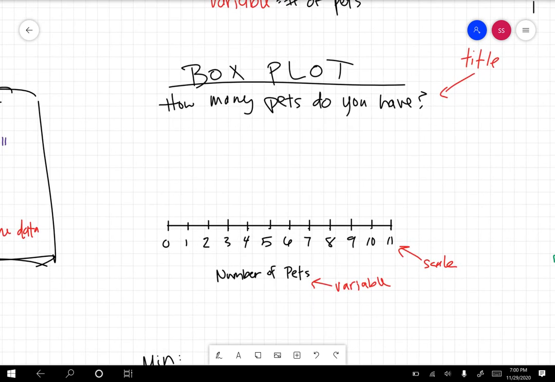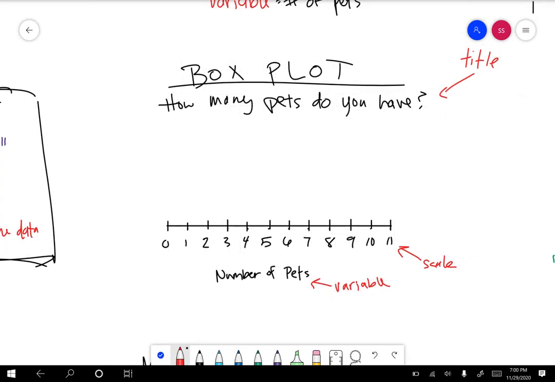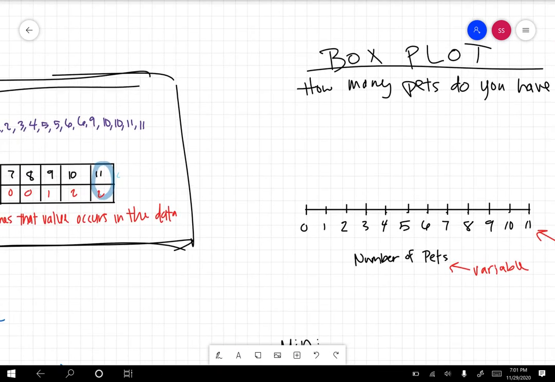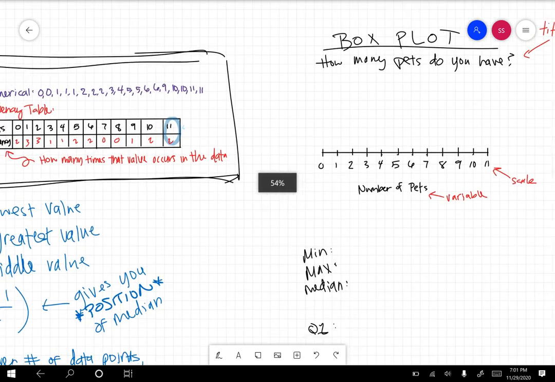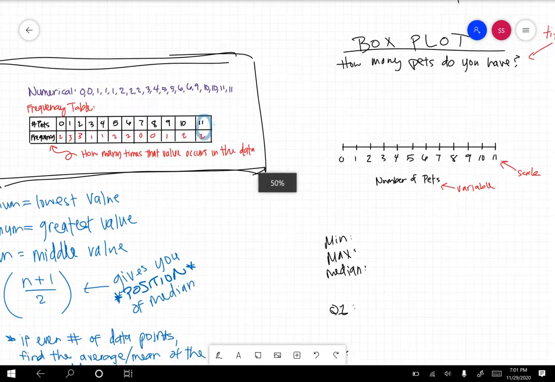Box plots. Okay, so maybe take a second, pause the video, and catch up to the box plot. So I already have the title down, a scale down, and the number of pets. So the scale is basically the same thing we used on the dot plot. It's just a number line from 0 to 11. And then our variable is just the number of pets. Title that I have is how many pets do you have?